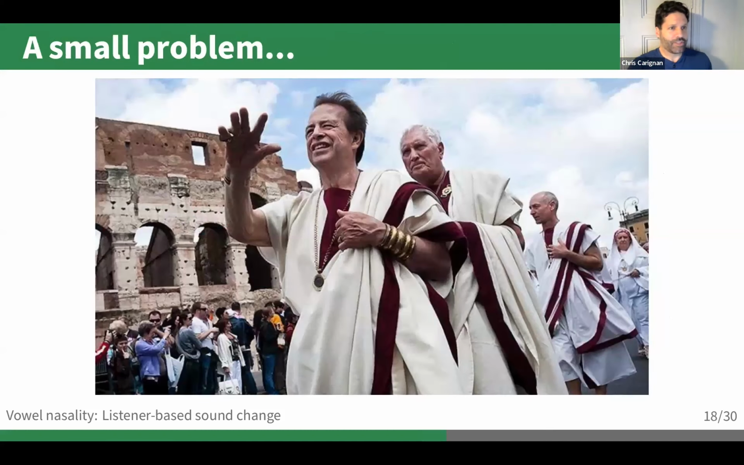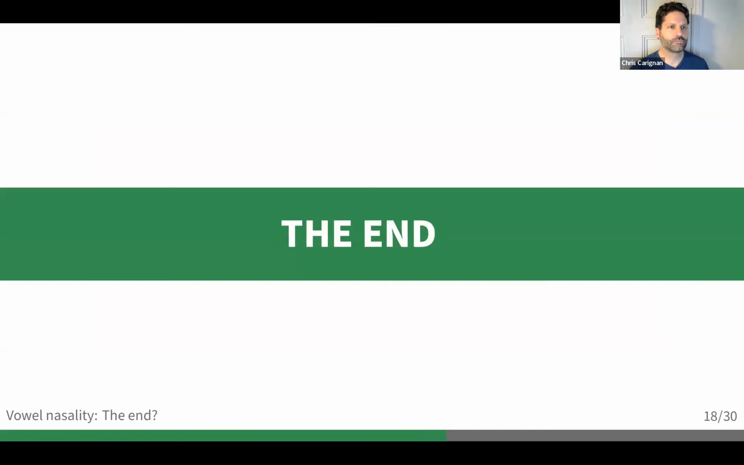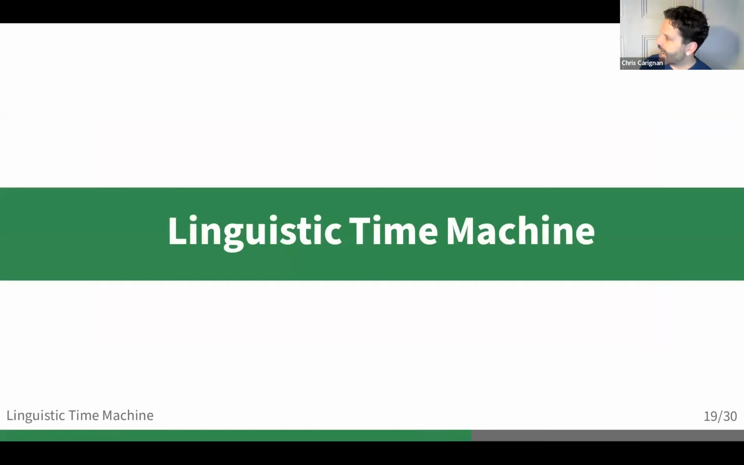There's a small problem with this. All these people that we would want to go back and bring into the lab, analyze, and take some data from, they're all dead, right? So that's the end of my talk. Everyone's dead. There's nothing we can do about it. Except maybe there is something we can do about it.